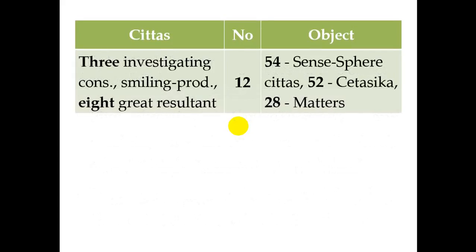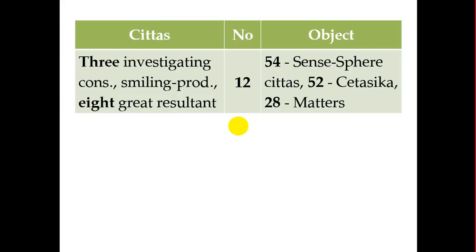Then look at the next one. The next one: three types of investigating consciousness, mind-element producing consciousness, and eight great resultant Cittas. So altogether 12. So these 12 Cittas take sense sphere objects. When we talk about the sense sphere, as you all know, we have 54 Cittas.